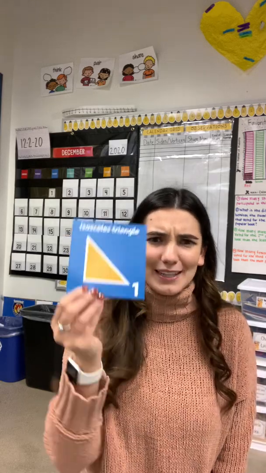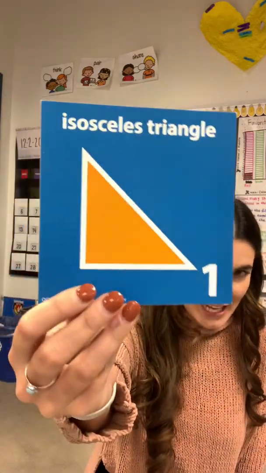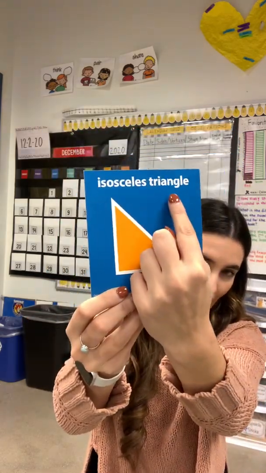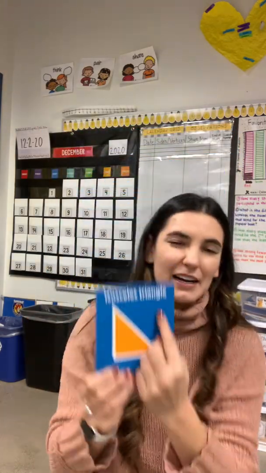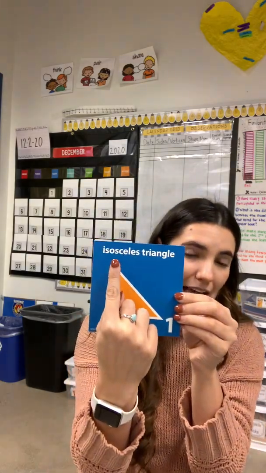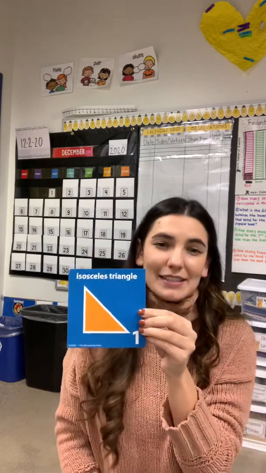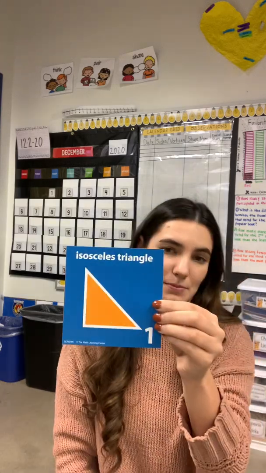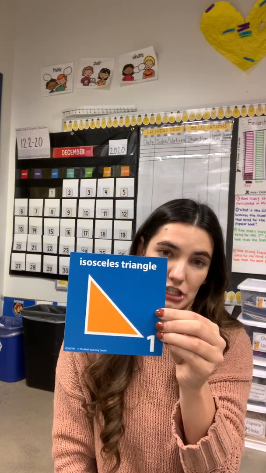What in the world is this? It says what? Can you read that? Isosceles triangle. I bet you knew this word. I bet you knew that that said triangle. But this word right here says isosceles. And we're going to talk more about what that means tomorrow. But for now, I just want you to make some observations about this shape.